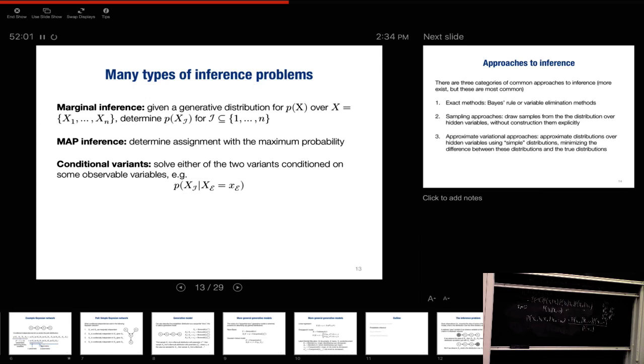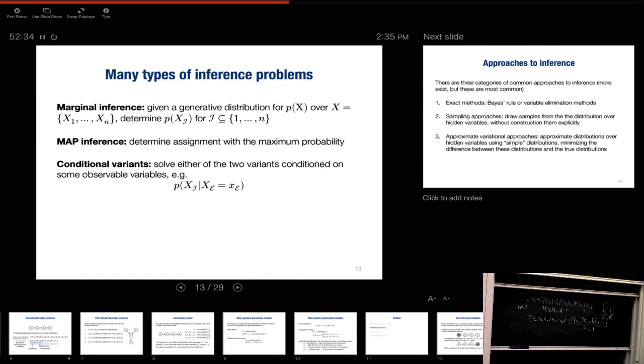The last type, which is the one that we're actually going to focus on, is conditional inference. There are lots of cases where you know some setting of some of the variables, and I want to determine the probability distribution over the remaining variables, or even over some subset of the remaining variables, where I and E here would, of course, be disjoint sets. So all these things are called inference, and there really are three main approaches.